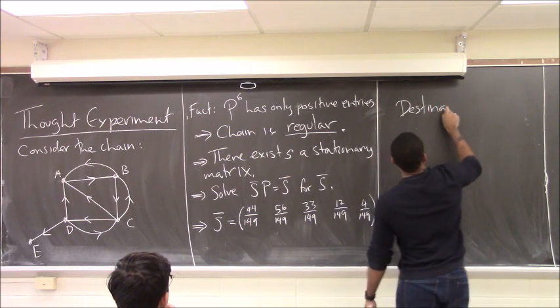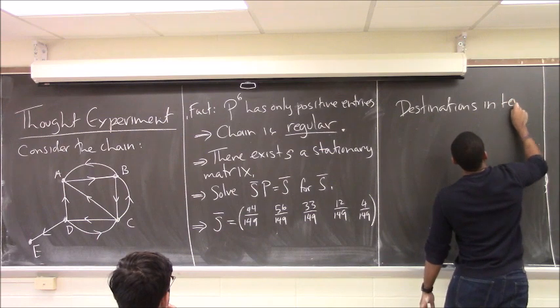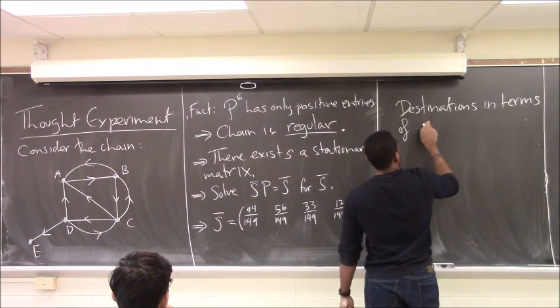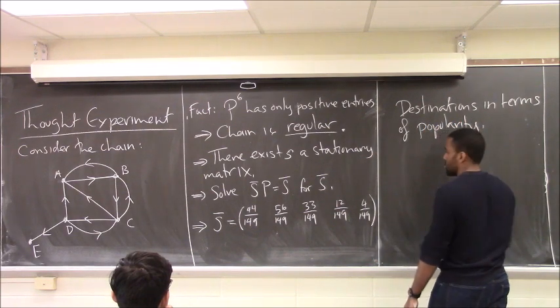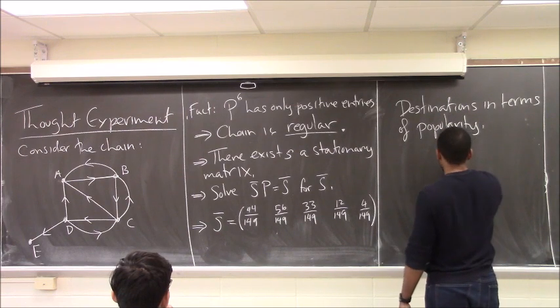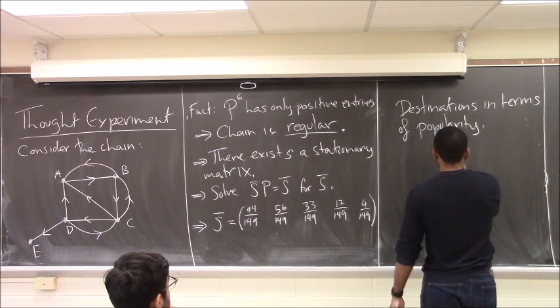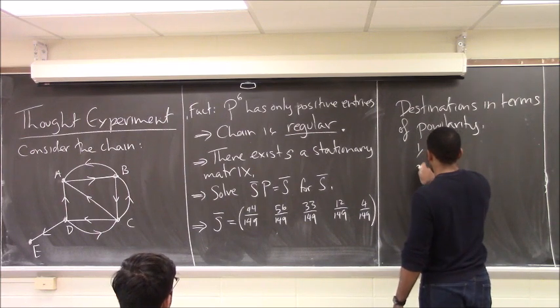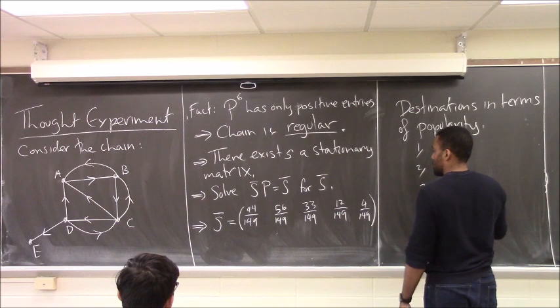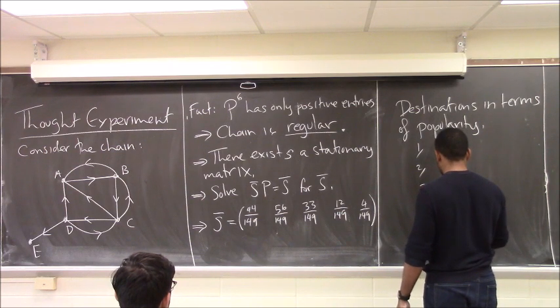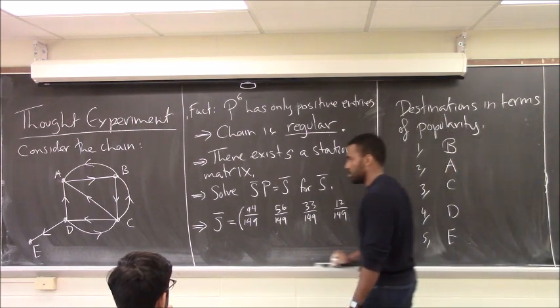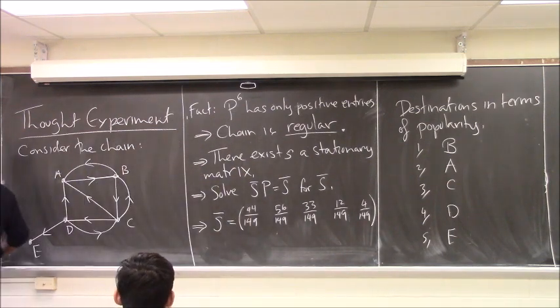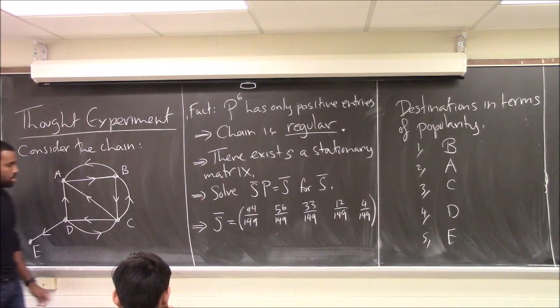So destinations in terms of popularity. Who's most popular? B is the most popular. Then A. This is 1, 2, 3. Then C, then D, then E, in that order. I thought that was a cool application of Markov chains. We can actually talk about the destinations approaching different cities.